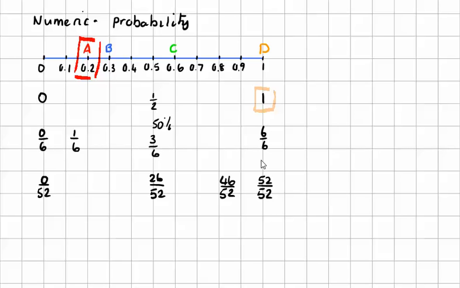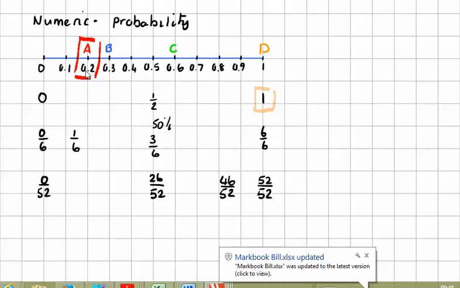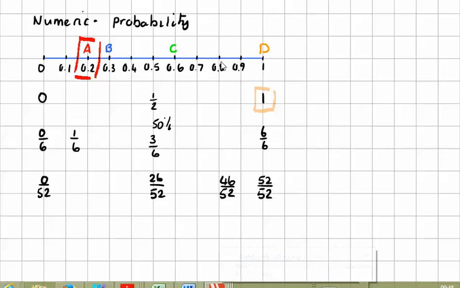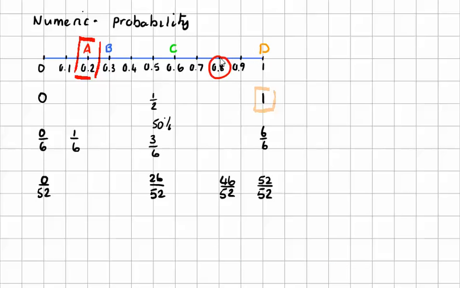Now, the question is, if the probability of getting A is 0.2, what is the probability of not getting A? Obviously, A and not A is everything. So the probability of not A must be 0.8. So we can write 0.8 is the probability of not A, because 0.2 plus 0.8 equals 1. Okay, make sense?